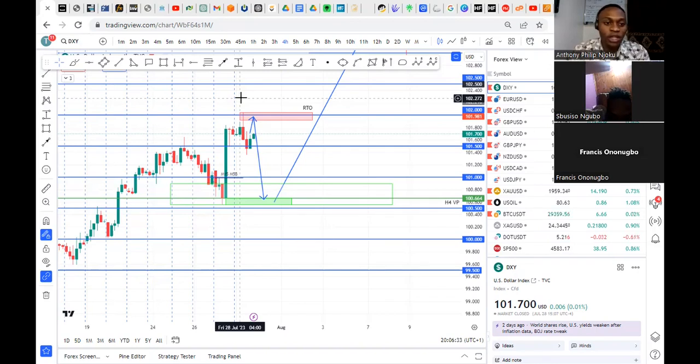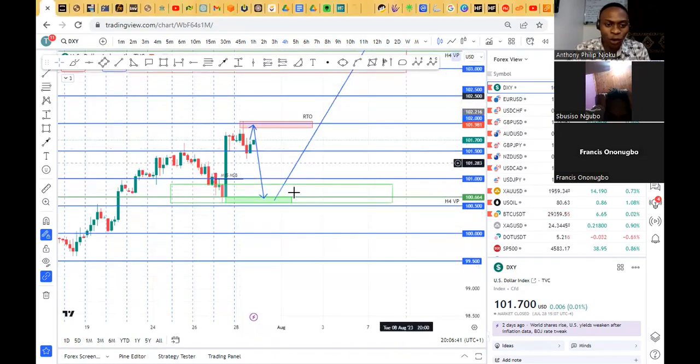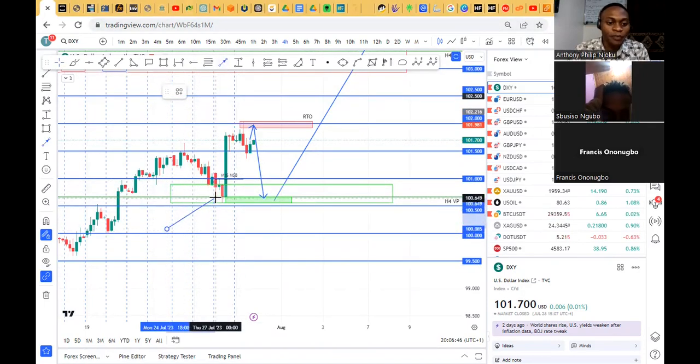So diving into today, we will start off with the DXY. The DXY is the strength of the dollar. And from last week, we got some positive news from the dollar, and there was a massive up push. This was on Thursday. So before the week would end, we had a little bit of corrective structure.